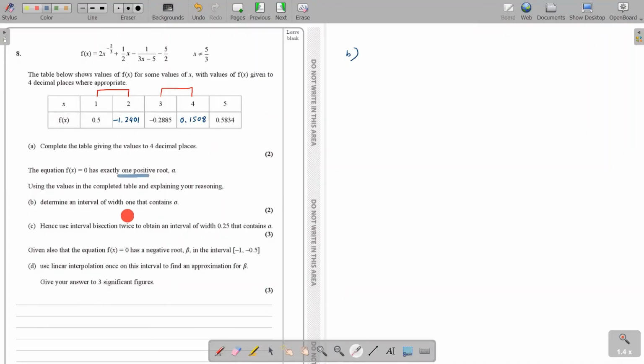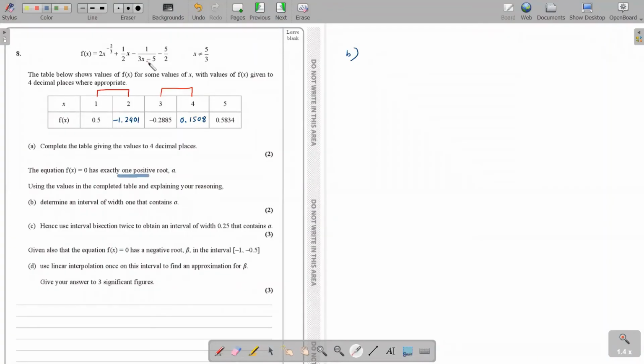What do you mean by width 1? Interval of width 1 means what? Interval means the distance between your x values. You can see all these x values are of interval 1, right? 1 to 2 gap is 1, 2 to 3 gap is 1, 3 to 4 gap is 1. So all the x value intervals here have a gap of 1, width is 1. But now you need to say whether your root is in the interval 1 and 2 or in the interval 3 and 4. Okay, now how do we say clearly? How do you determine which interval the root is in?